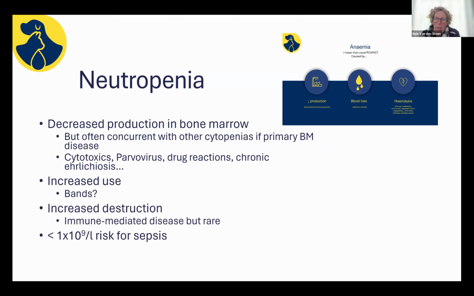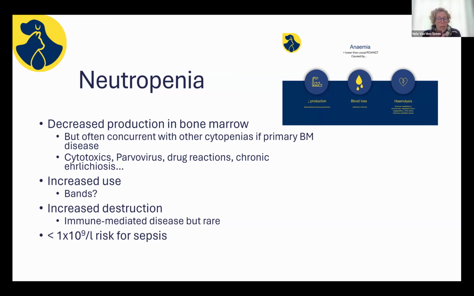Now, a neutropenia. Remember from our anemia, we said low red blood cell count: we're either not producing, we are losing them, or we are breaking them down. Okay. Neutrophils are very similar. We're either not producing them, we are using them, or we're breaking them down. There is such a thing as immune-mediated neutropenia, but it's not very common.